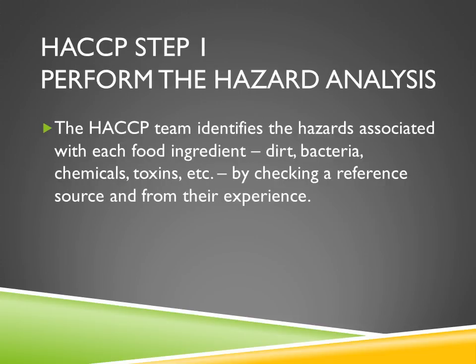There are 7 principles or steps in HACCP. Principle 1 or step 1 is performing the hazard analysis. The HACCP team identifies the hazards associated with each food ingredient, dirt, bacteria, chemicals, toxins, by checking a reference source, like the local health department regulation or the Army or the Navy food safety regulation. And from their experience. So one of my buddies had the experience on a loading dock, a dog peed on the box of lettuce. Okay, let's add that to the list. While the food is on the loading dock, we want to make sure that dogs or birds or whatever can't get to it and pee or poop on it.